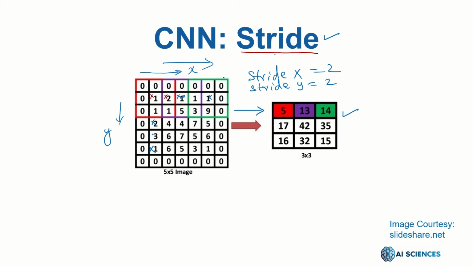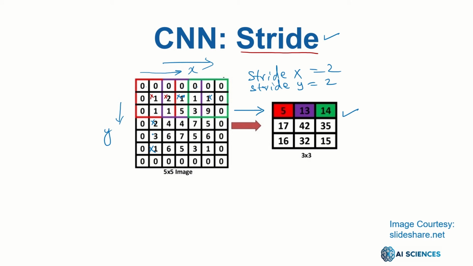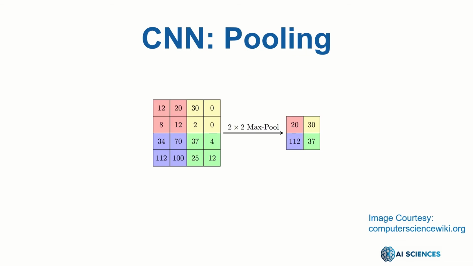There is no fixed number, although there are rules to set particular kinds of stride parameters, but at the end of the day, that's a hyperparameter. If you go to TensorFlow, for example, TensorFlow allows you to set the padding and stride parameters when you are designing layers, when you're designing convolution layers. Next, we talk about pooling.